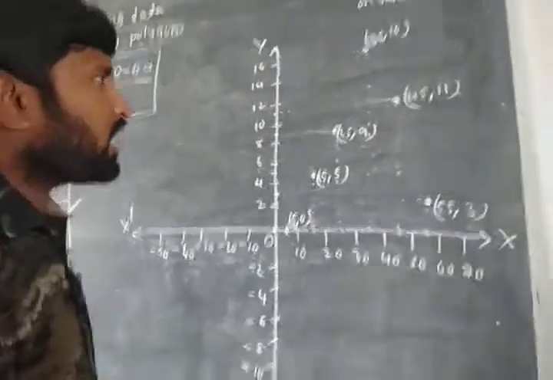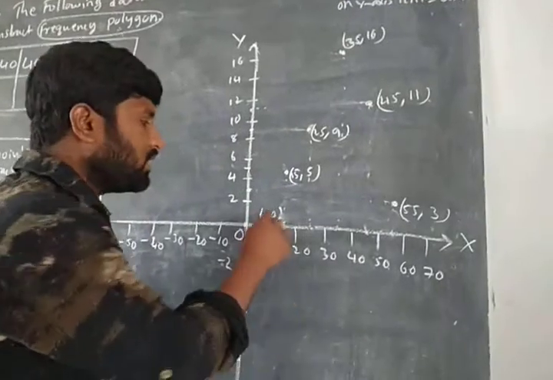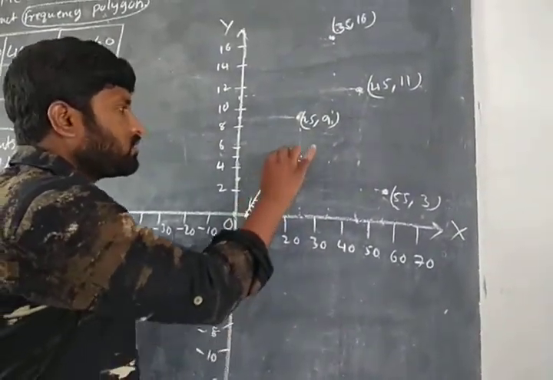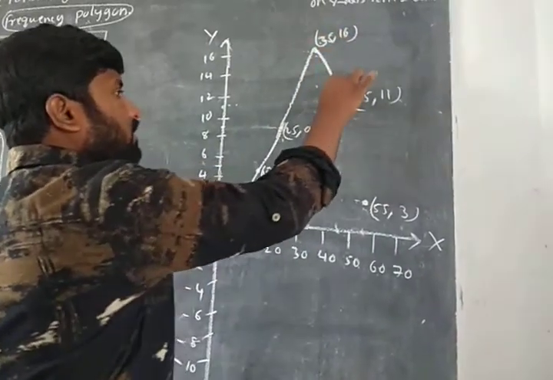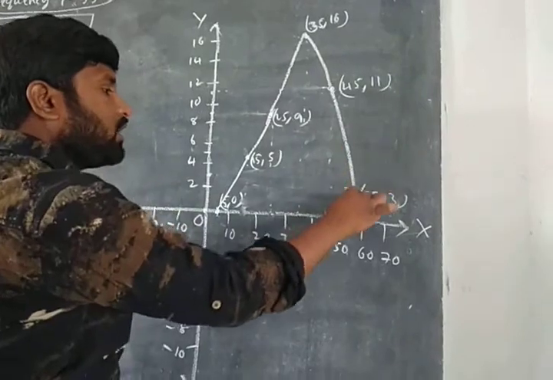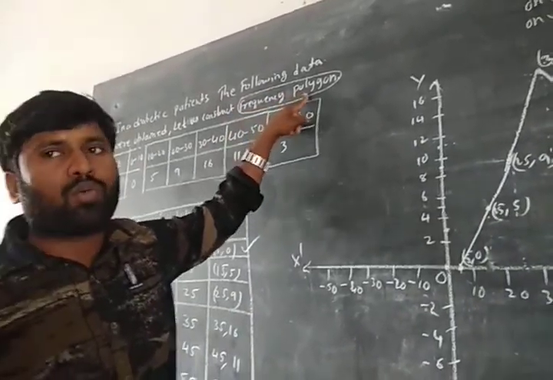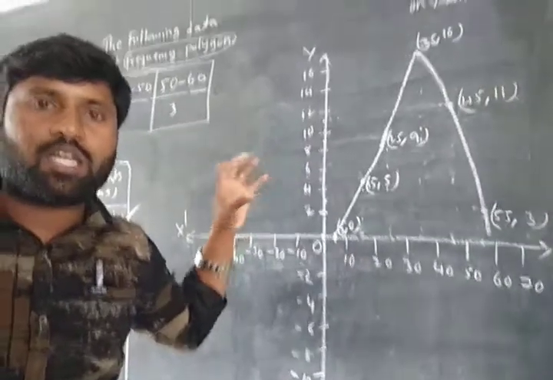Now what I am doing: without using a scale, simply join these points with your free hand. Then you get the frequency polygon. So this is the required solution for this data.